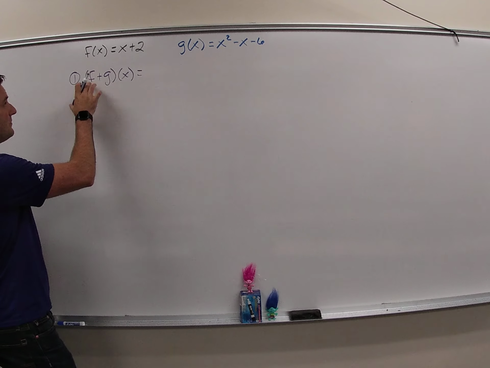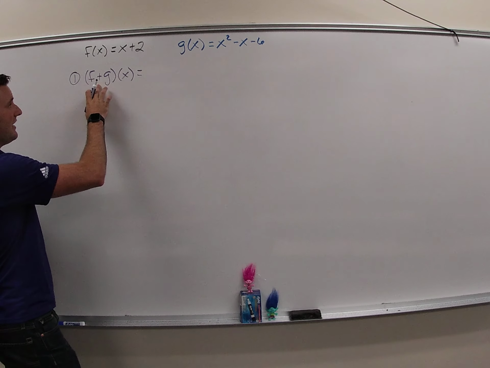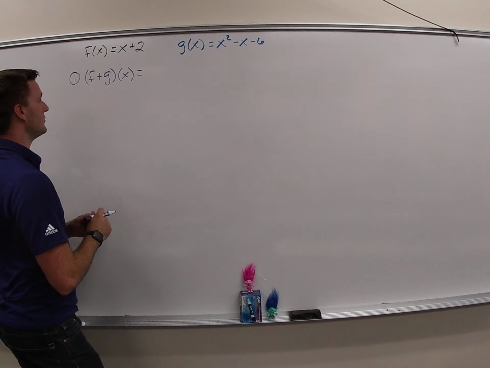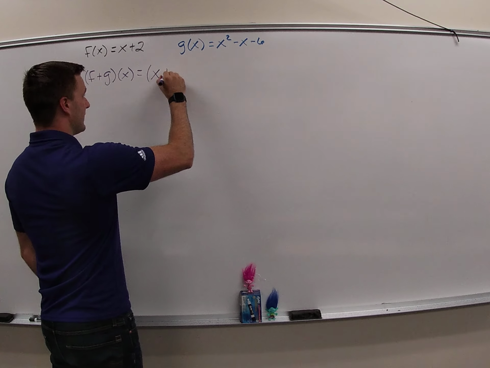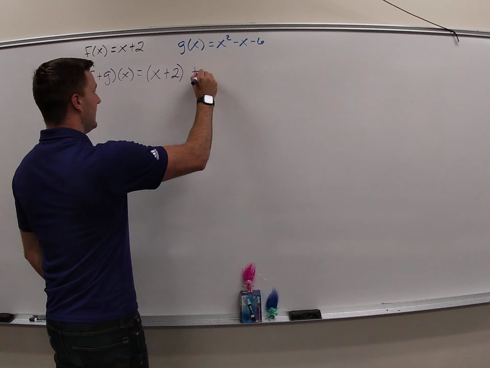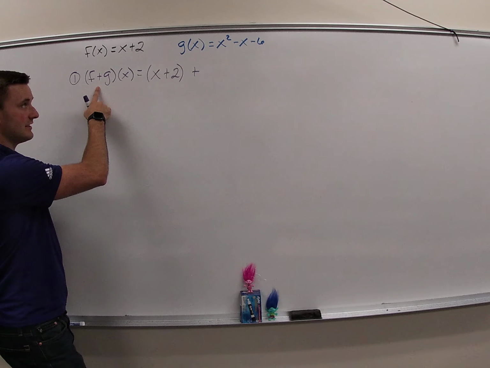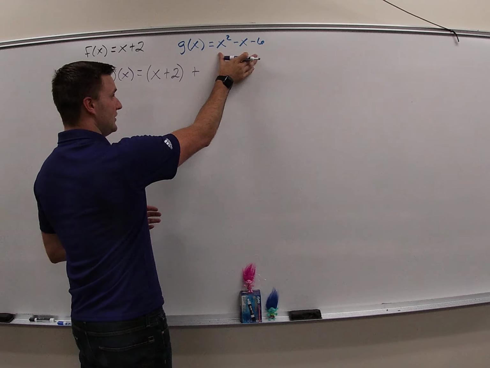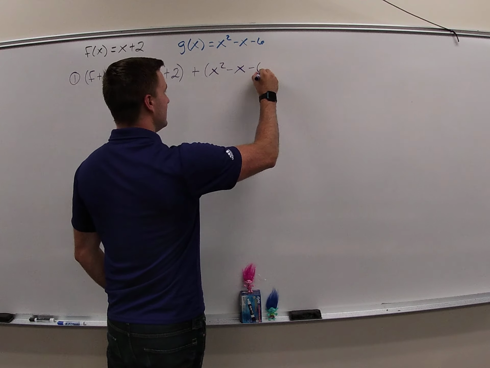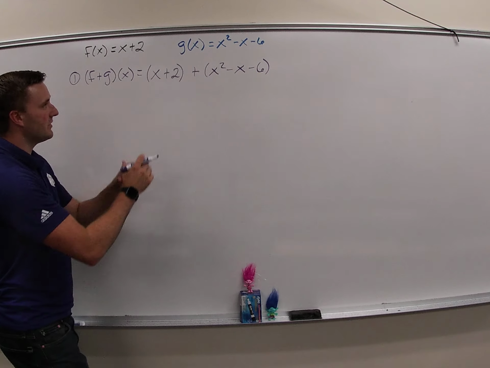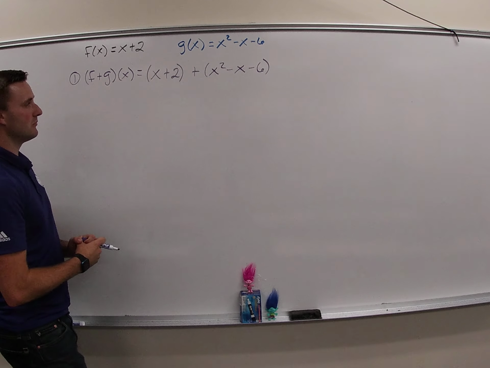So we're going to take f of x, the entire f of x, and add that to the entire g of x. Our f of x is equal to x plus 2. So we're going to take x plus 2 plus our operation on the inside of our parentheses, g of x, which is the entire x squared minus x minus 6. So I'm going to add these together.